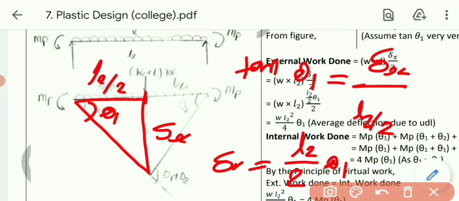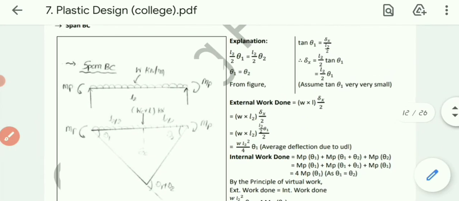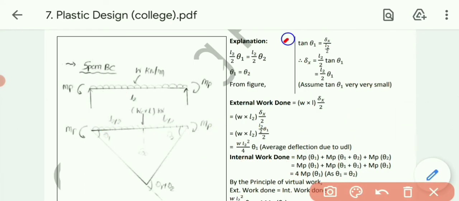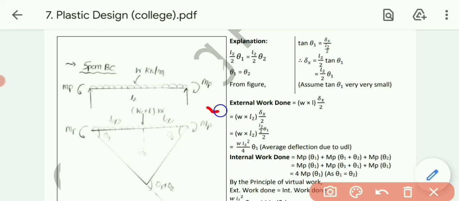So theta is very small, so delta X equals L2 by 2 into theta 1. Okay, see, tan theta 1 equals delta X divided by L2 by 2. So delta X equals L2 by 2 into tan theta 1. So ultimately L2 by 2 into theta 1. Okay, now talking about external work done.